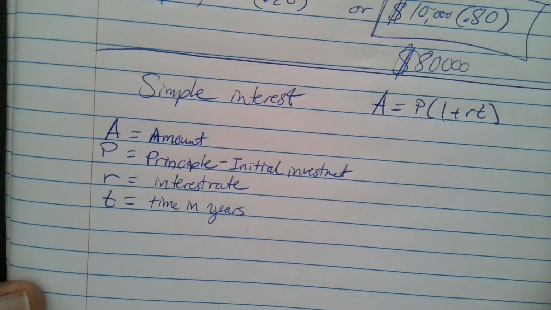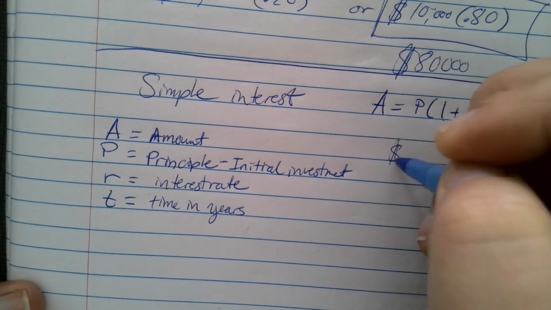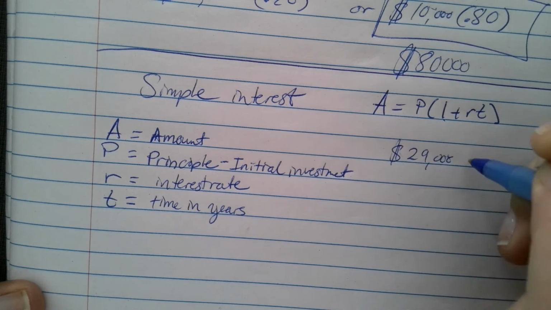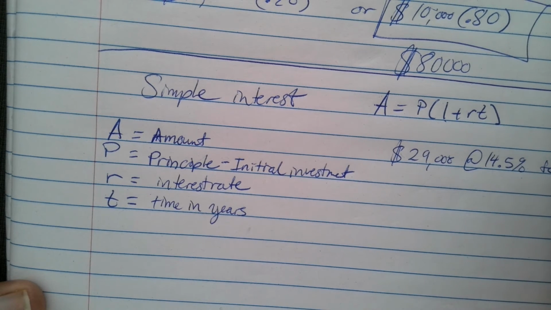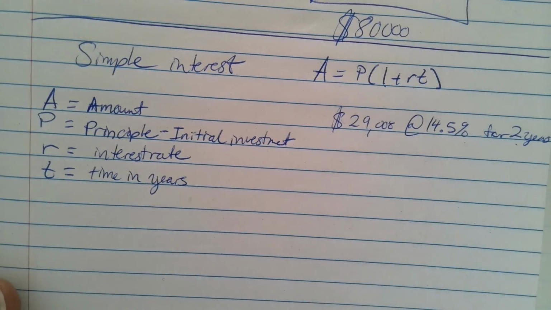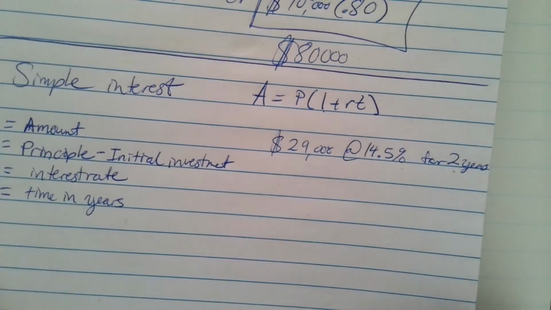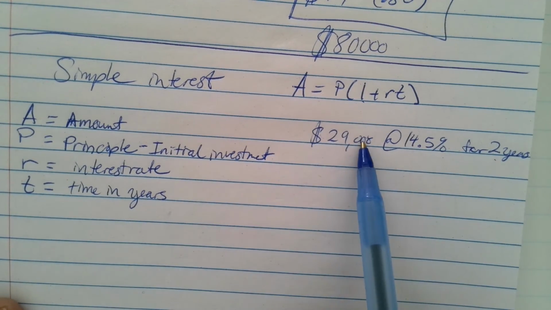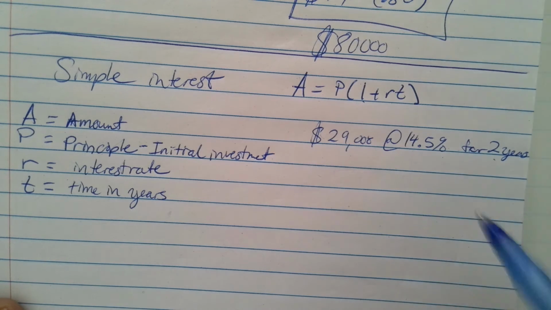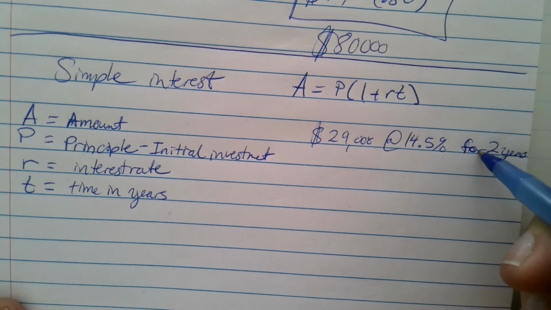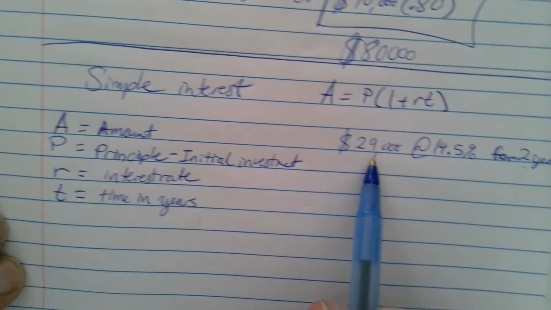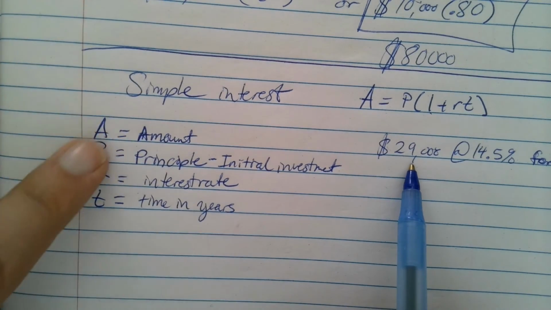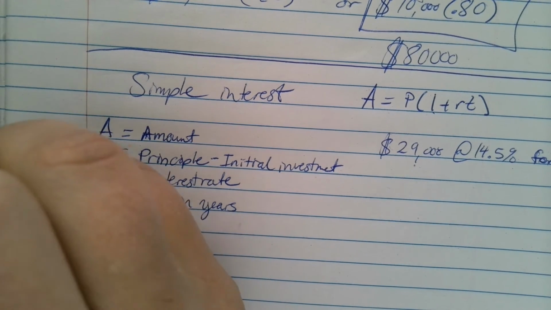Okay, so we're going to give you an example where you invest $29,000 at 14.5% for 2 years. You can't even see what I'm writing. It's a little better. So $29,000, 14.5 for 2 years. We just want to be able to pull out this. So where does the 29,000 go? Principal. It is.